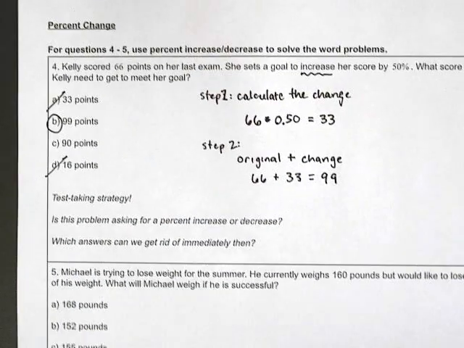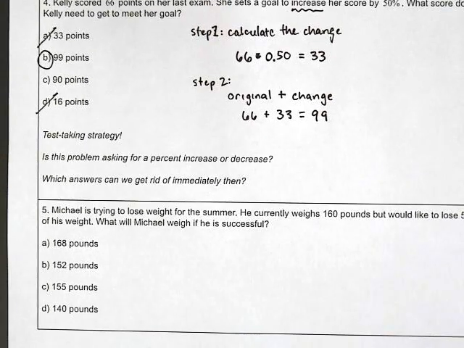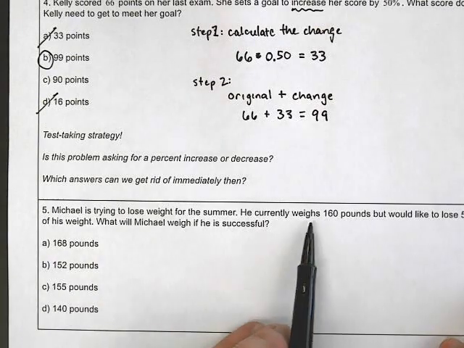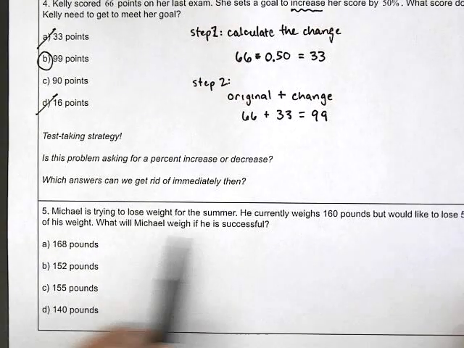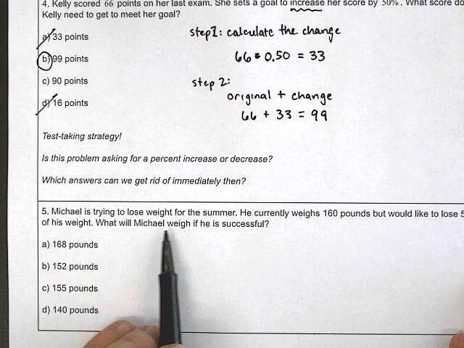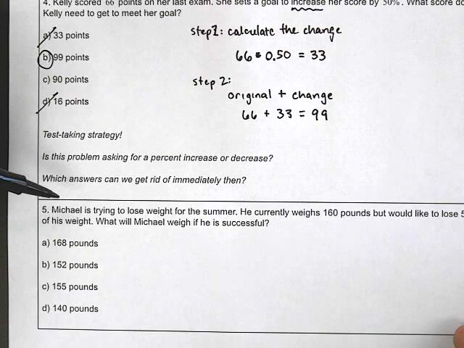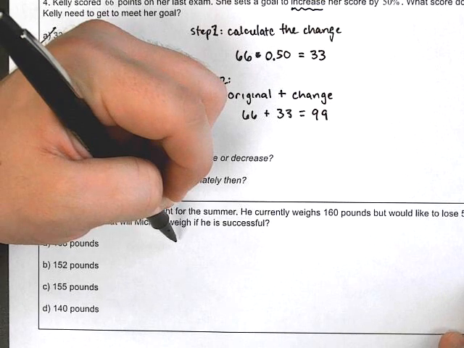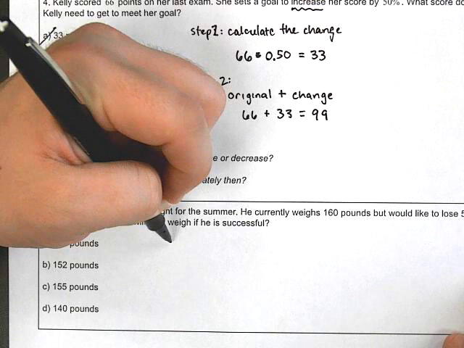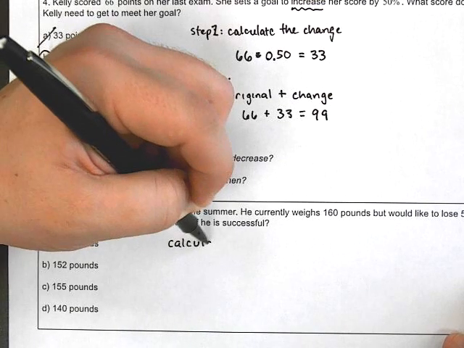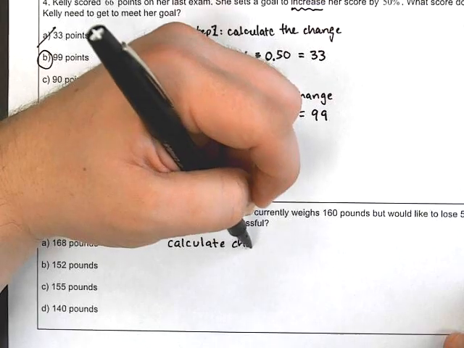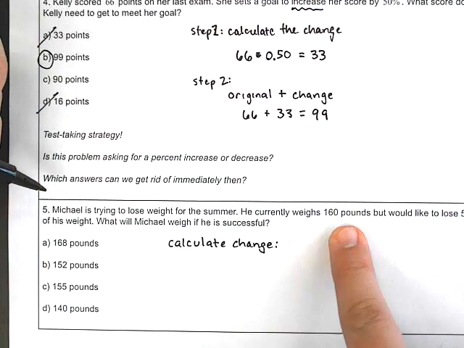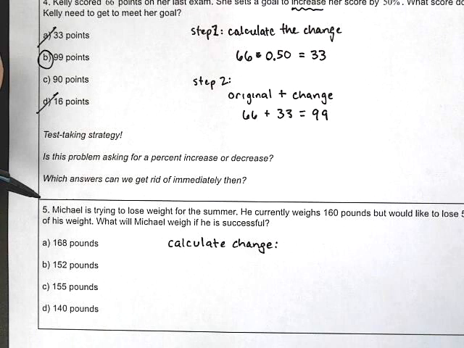All right, last percent change problem. Michael is trying to lose weight for the summer. He currently weighs 160 pounds but would like to lose 5% of his weight. What will Michael weigh if he is successful? Let's see here. Again, we want to calculate the change.